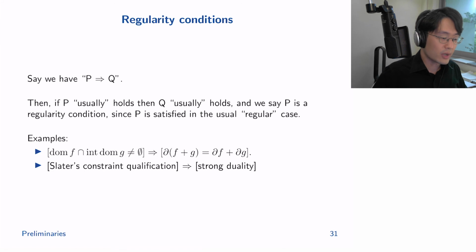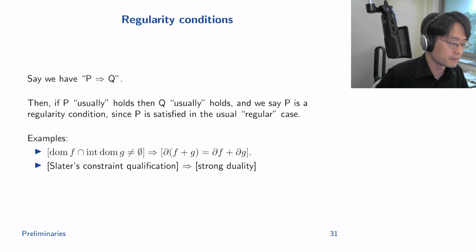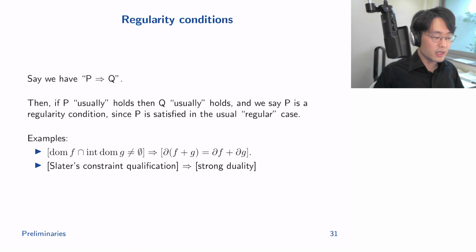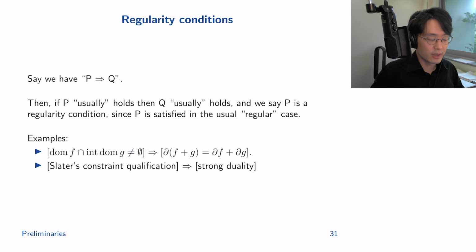Okay, so throughout these lectures, I'll be using the phrase regularity condition a lot, so I better define what I mean. This is not a rigorous definition, but I should clarify in what sense I use it. Let's say we have a condition, if P, then Q. So we have this logical implication. Maybe we prove this result, or maybe this is obvious, but in any case, we have this logical implication from P to Q. Then if the condition P usually holds, whatever that means, then the logical consequence Q also usually holds. And we say, in this case, P is a regularity condition because P is satisfied in the usual regular case.